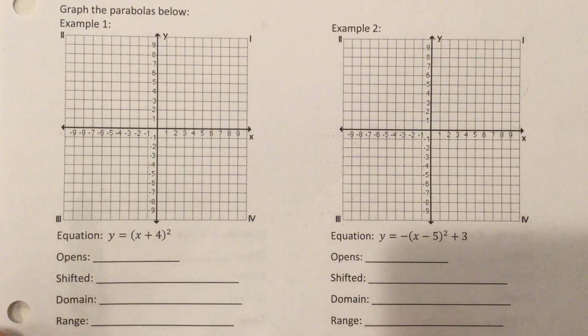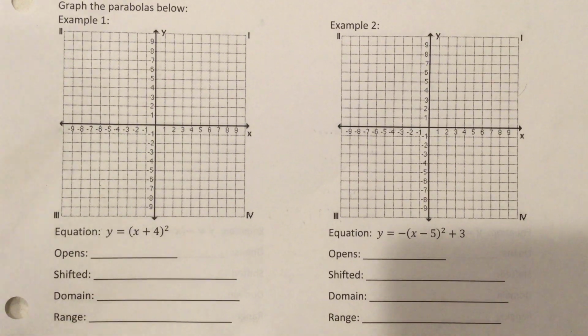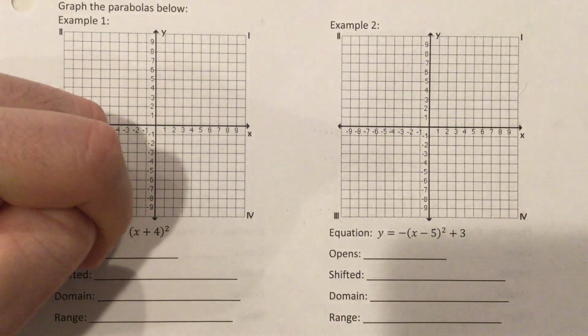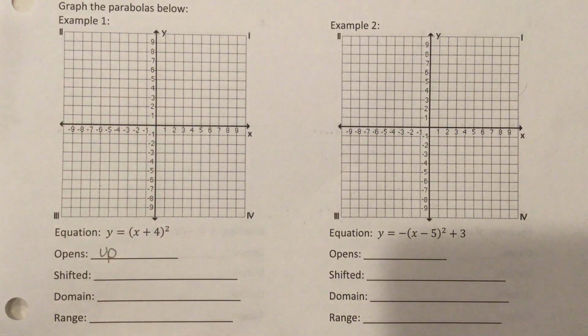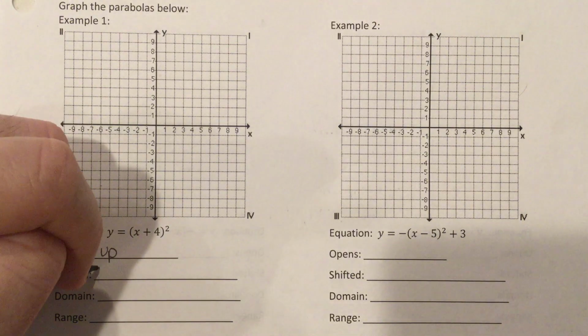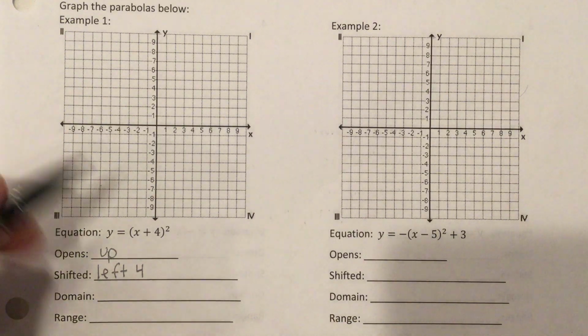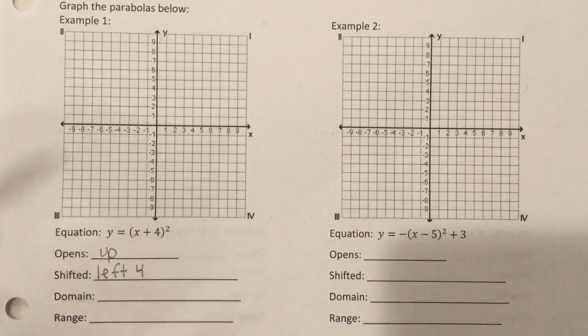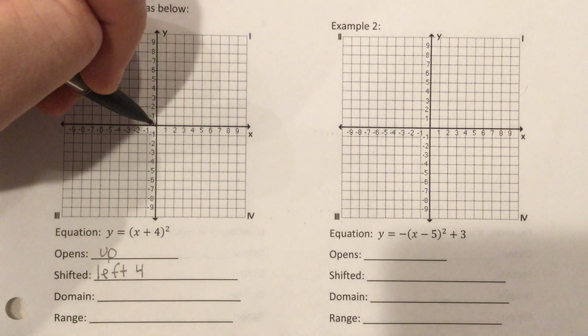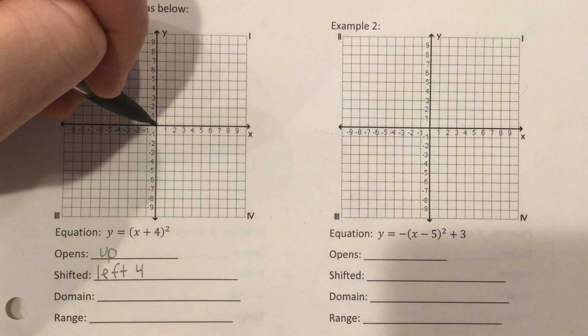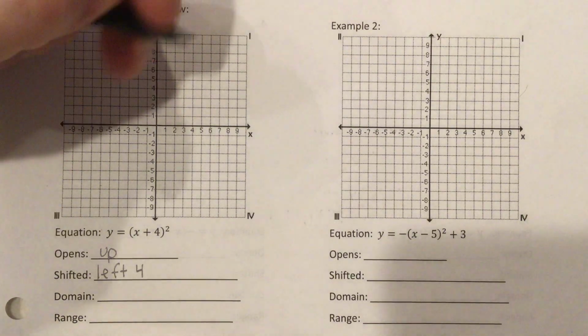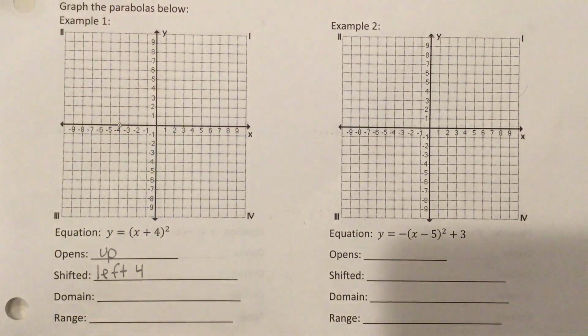So here's our first one, graph our parabola. We have y equals x plus 4 quantity squared. It opens up because the a value up front is positive. It is shifted to the left 4 units. Remember, this is really like x minus a -4. We'll do our domain and range after we graph it. Our vertex is normally at 0, 0, but we're now taking that vertex and moving it left 4. So there's our new vertex.